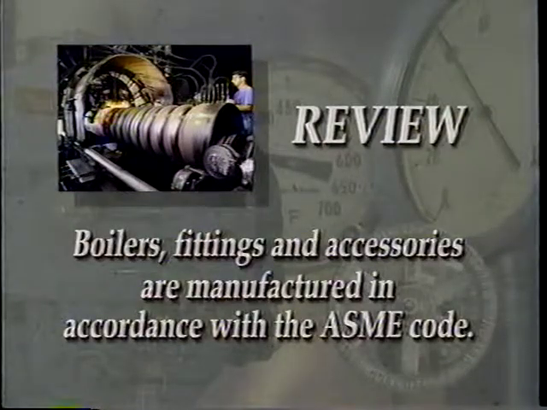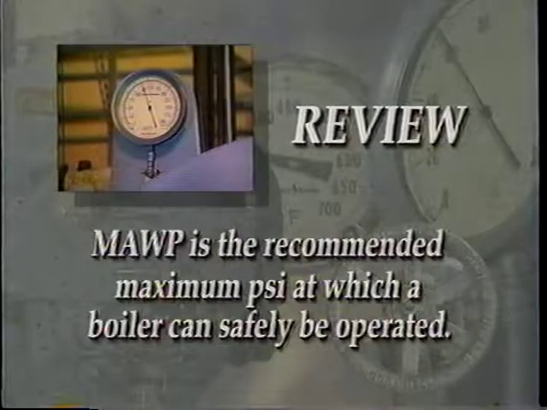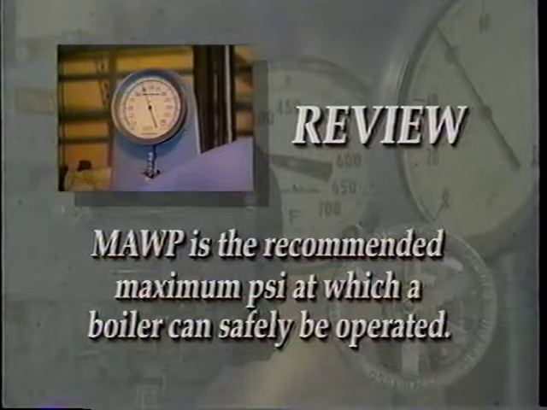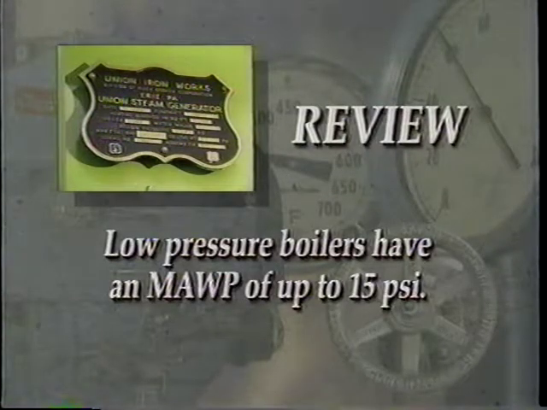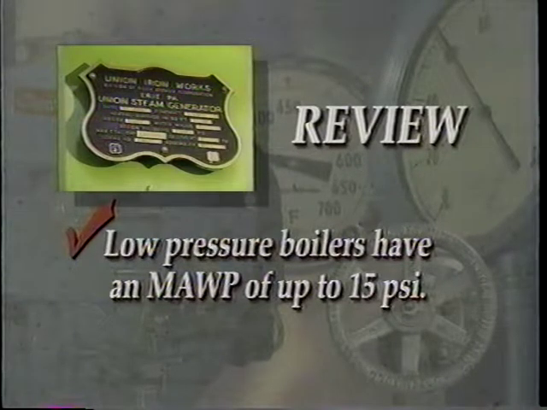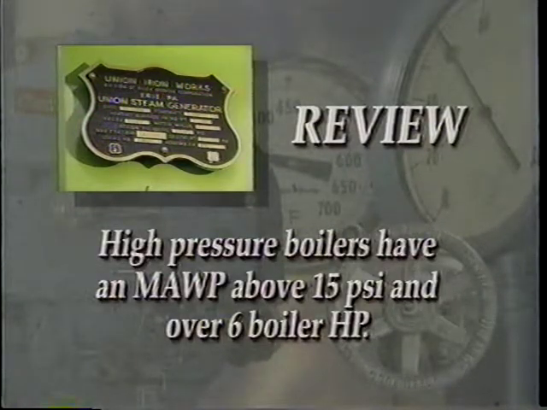Boilers, fittings, and accessories are manufactured in accordance with the ASME code. Maximum allowable working pressure, or MAWP, is the recommended maximum pressure in pounds per square inch, or PSI, at which a boiler can safely be operated. Low-pressure boilers have an MAWP of up to 15 PSI. High-pressure boilers have an MAWP above 15 PSI and over 6 boiler horsepower.